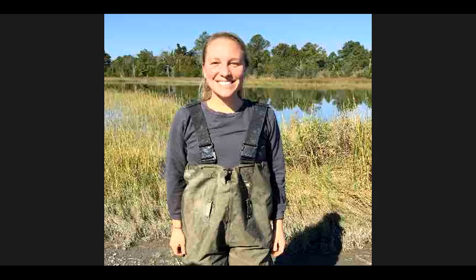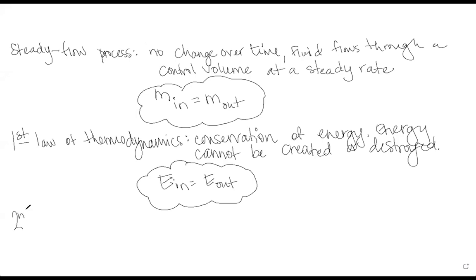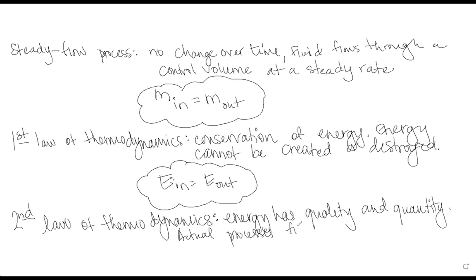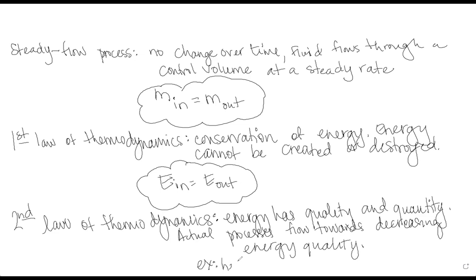So coming back to our notes, we can see the second law of thermodynamics. And this states that energy has quality and quantity, and that actual processes flow towards decreasing energy quality. So as an example, heat dissipates.